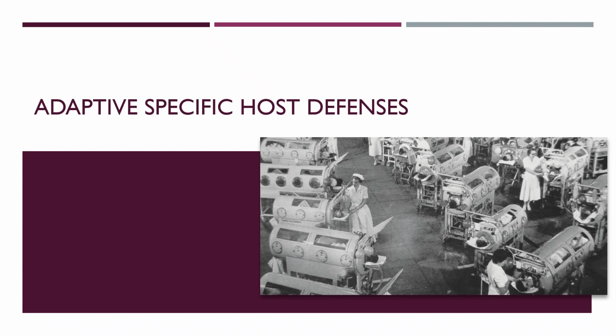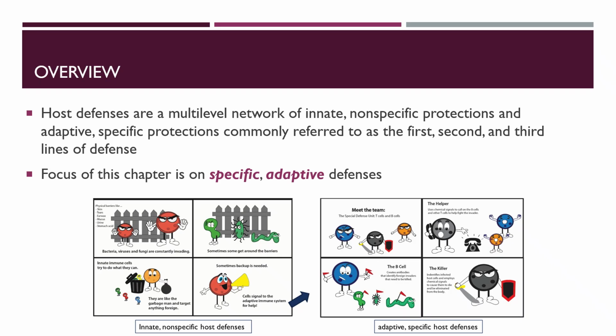All right, this is part 2 of the immune system on the adaptive specific host defenses. All right, so a quick overview. This is what we started with in the last lecture. Remember, I mentioned that most people are familiar with the side we're about to talk about. That's on the right-hand side in the little picture. It was the left-hand side that most people don't really think of as their immune system.